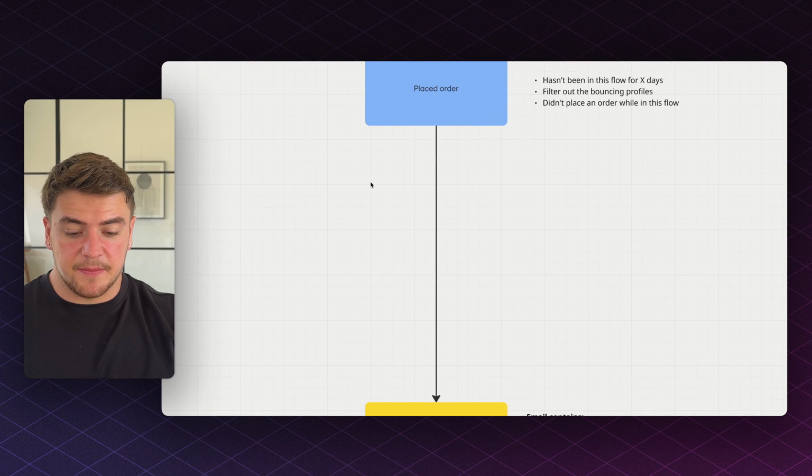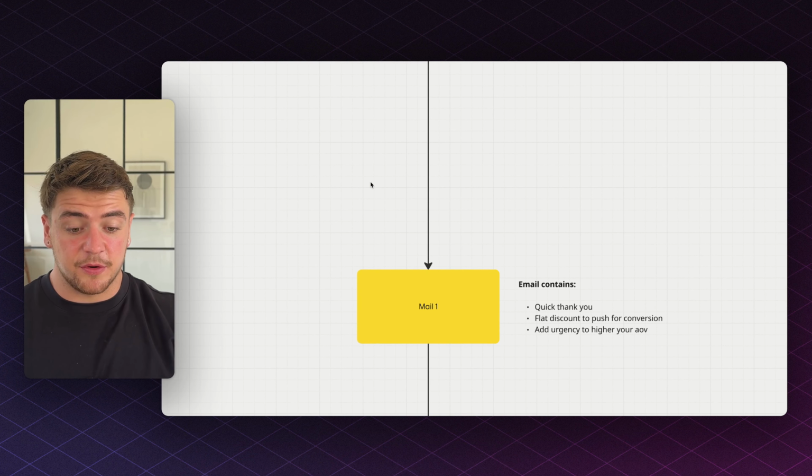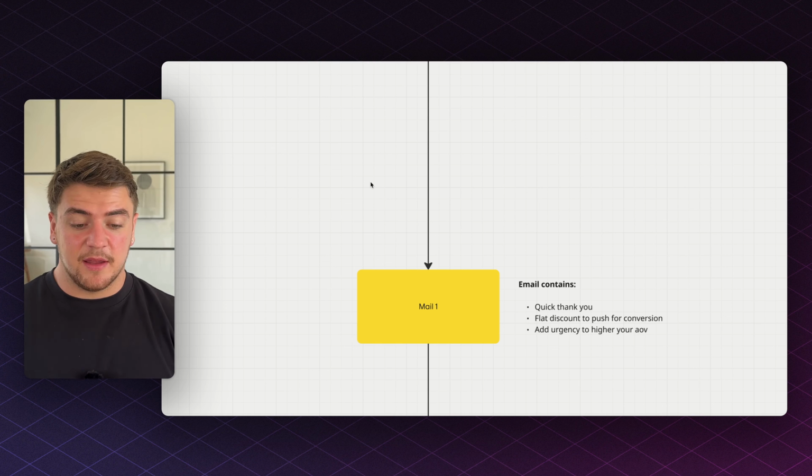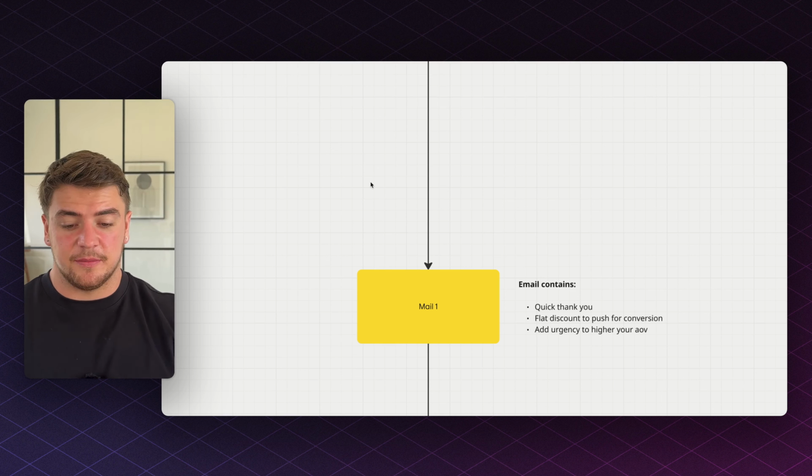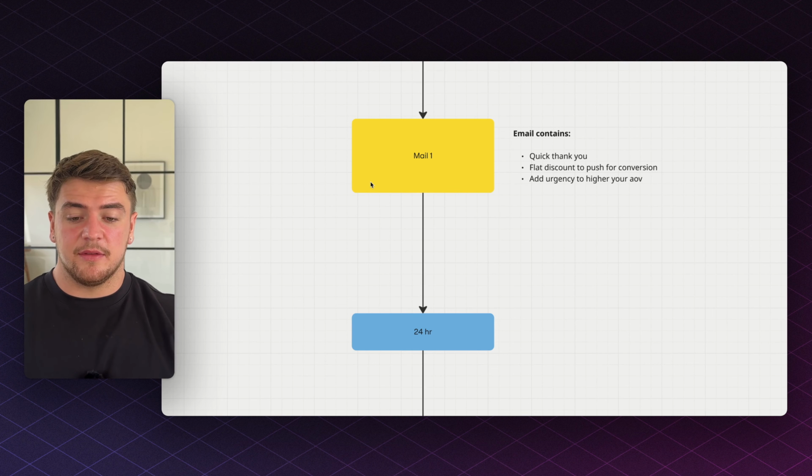So we'll go ahead and we're going to send the first email. This email contains a quick thank you with a flat discount to push for conversion. Make sure to add some urgency to increase your average order value, and also make sure that this email actually doesn't contain any distractions. Then after 24 hours, we're going to send another email.